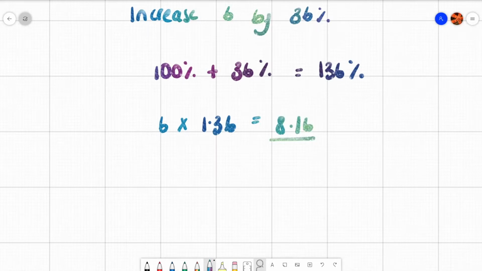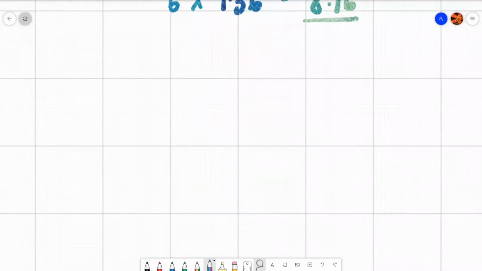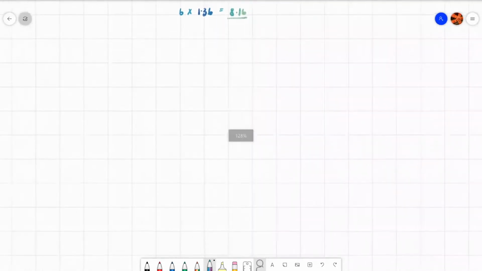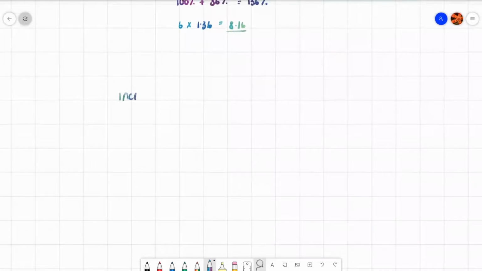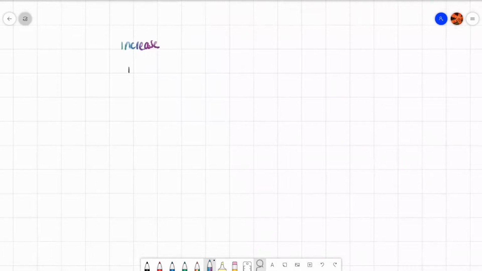Okay, right. Let's have a look. Okay, I'm just going to draw myself a table, and it's going to say increase. Okay, increase by 10%, 25%, 17%, 1%, 5%, 12.5%, 2.4%. Right, and I'm going to write down multiplier.